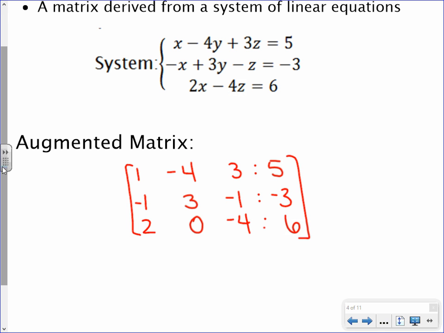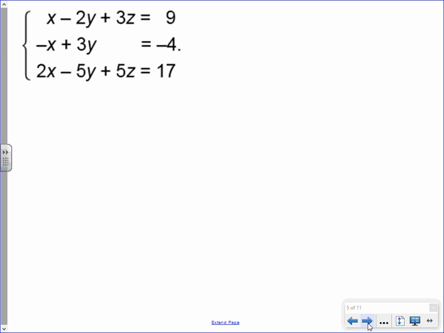I would like you, first of all, any questions how I got these numbers? Why is this a 0? There is no y. We have to account for it. Great. So this system of equations, I would like you to write an augmented matrix for it.